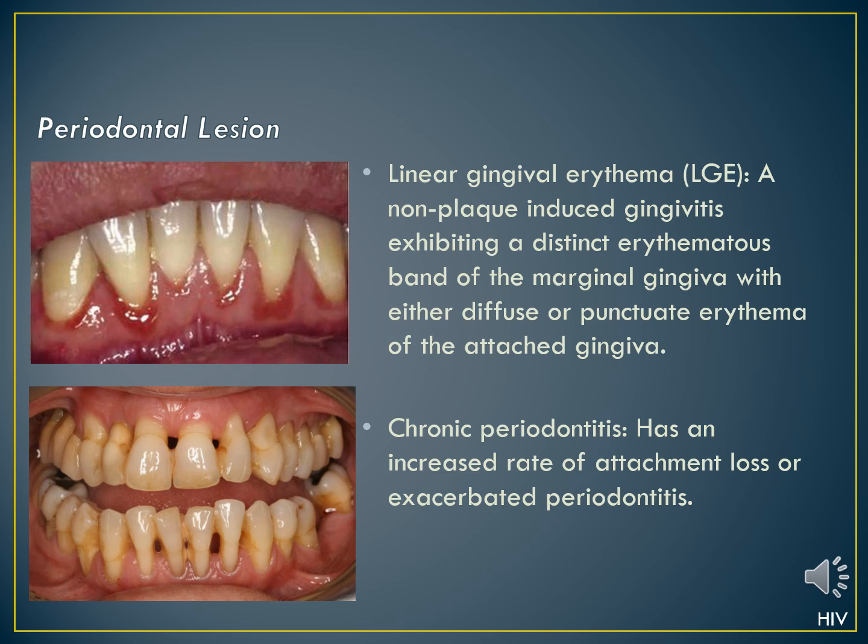Next is chronic periodontitis. This is mainly common in HIV patients. So chronic periodontitis has also been reported with an increased rate of attachment loss or exacerbated periodontitis.